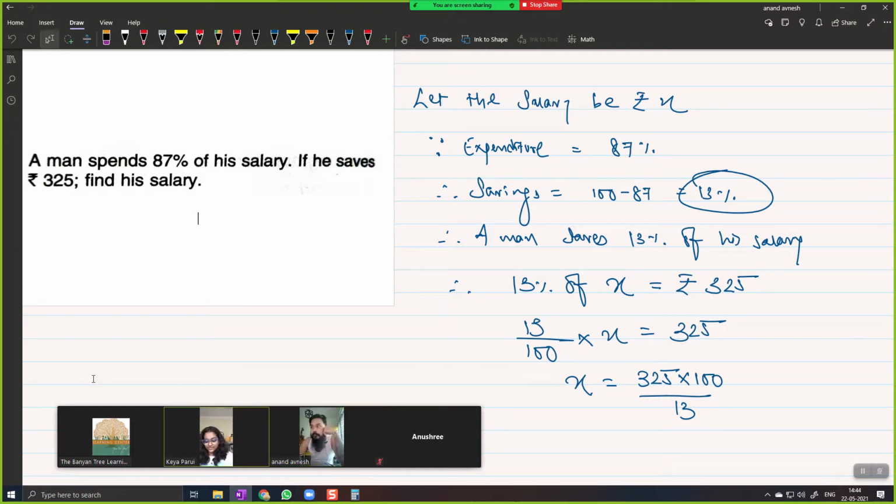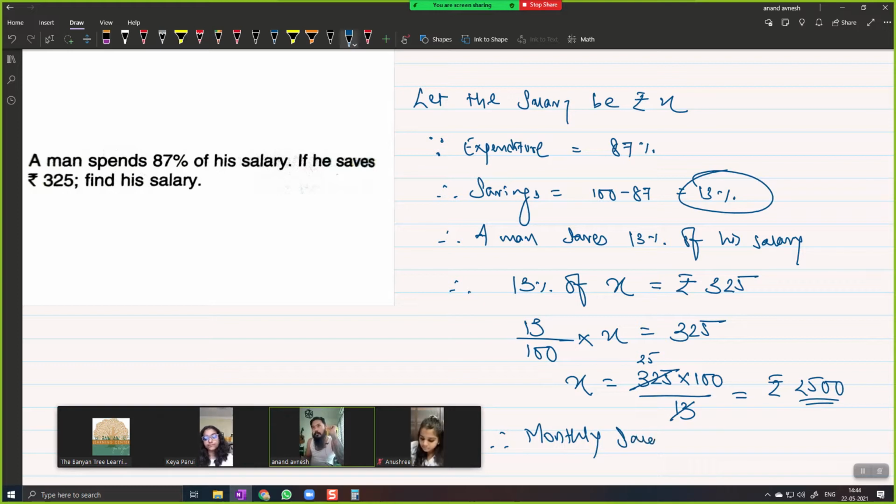Yes, sir, the answer is 2500. Okay, so this 13 got cut with 325 by 25. 13 25s are 325. So the monthly salary is equal to rupees 2500. Okay, so this is how you should write with the statements properly.